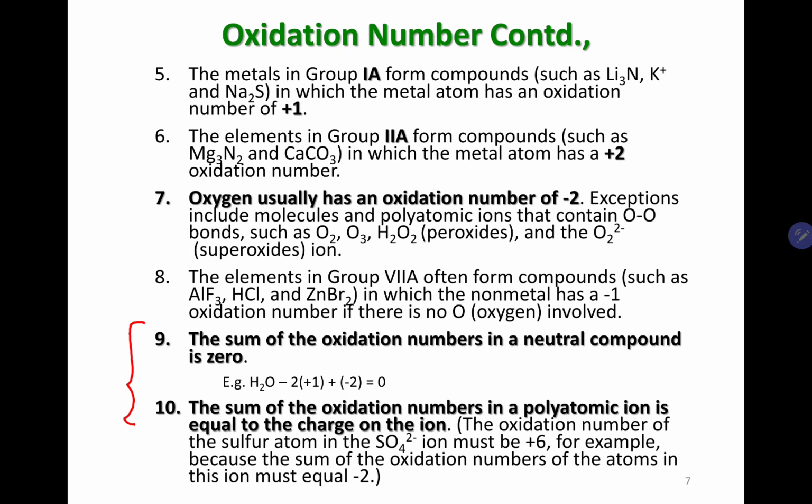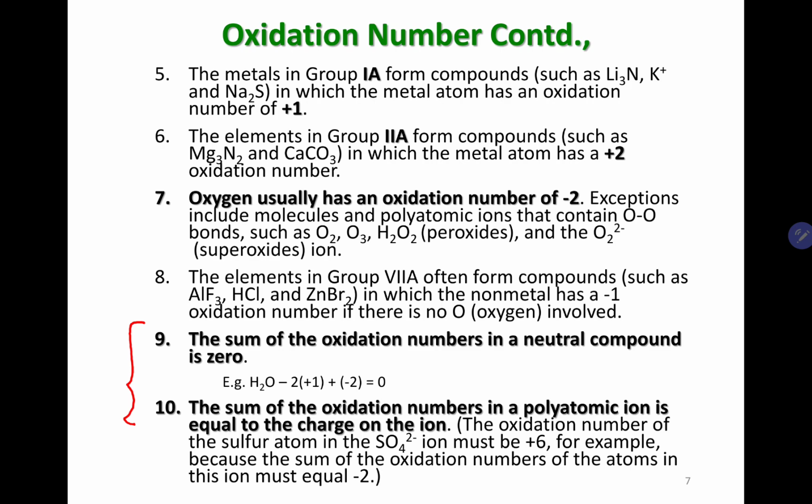Rules number 5 and 6 talk about group 1A and group 2A metals. According to rule number 5, when there is a group 1A metal in a chemical compound, the oxidation number of that group 1A metal is always +1. As you know, group 1A metals only make +1 charges. That is why this rule tells you that the oxidation number of group 1A metals is +1.